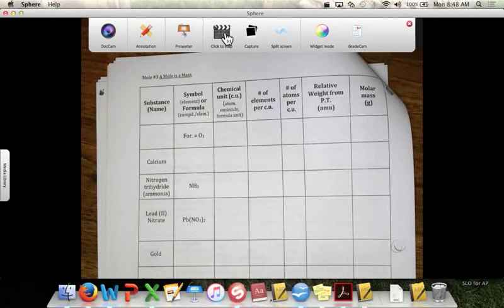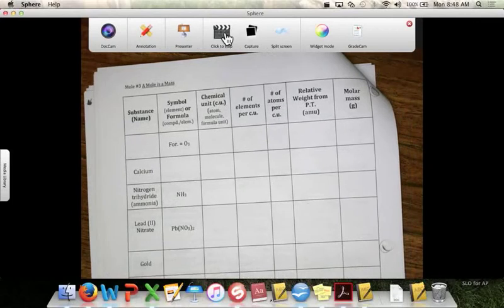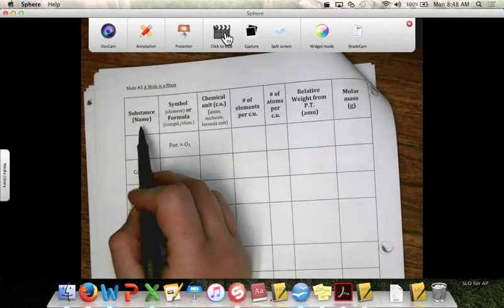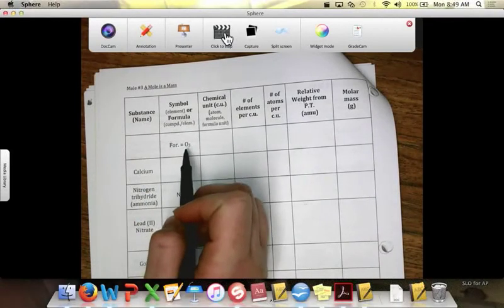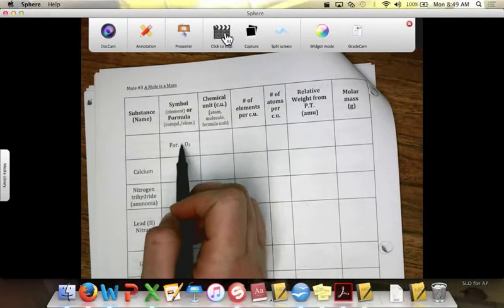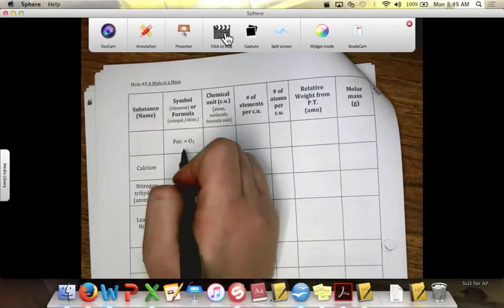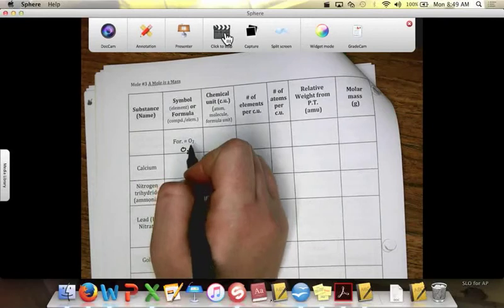I want to show you how to do these first two rows up here so that you can continue to fill out this sheet for homework. The first thing we want to talk about is the substance name, and it gives you the formula right here, O3. You might think, oh, that's oxygen, but usually oxygen is going to be just O2. When you have a third oxygen on there, it changes what it is.